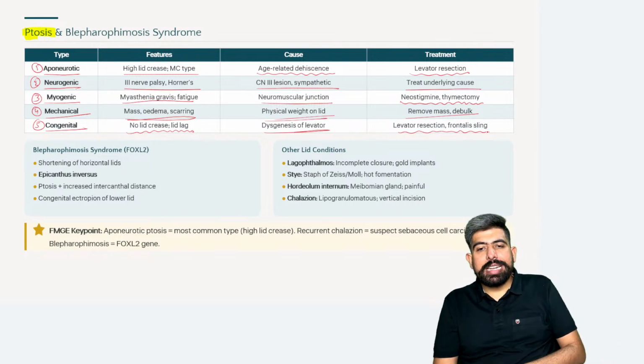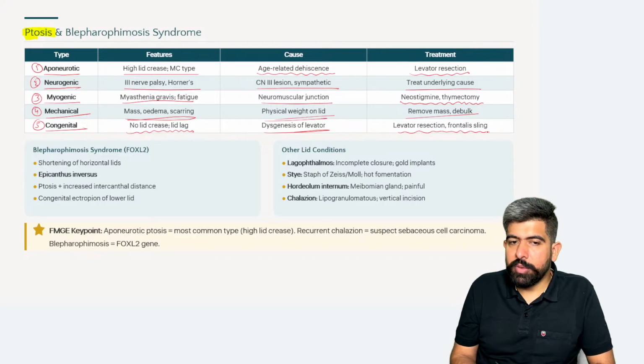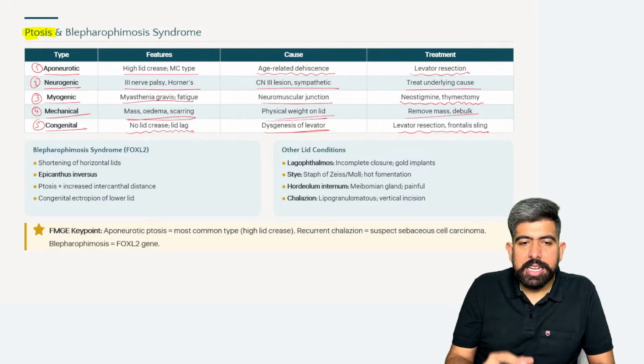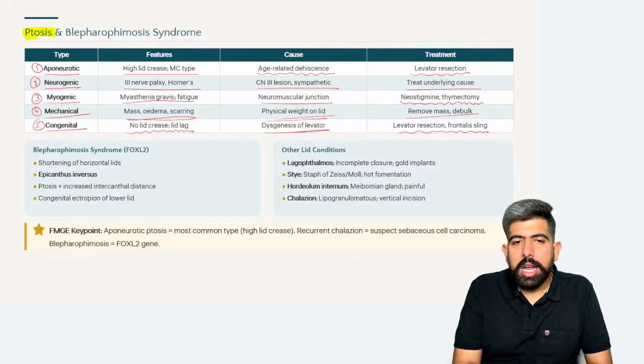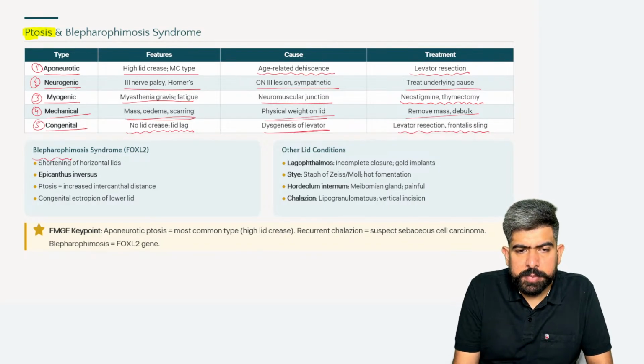We can do the frontalis slings should be given in this condition. You have to remember about it. Very, very important, right? Related to the ptosis, like blepharophimosis syndrome, they can ask you also. Let's talk about the blepharophimosis syndrome now.